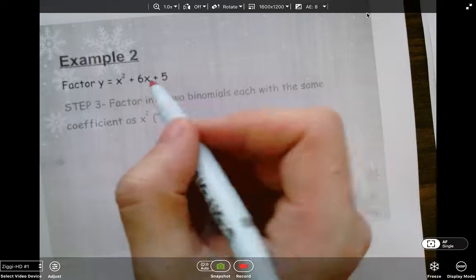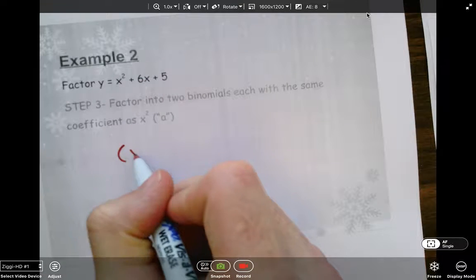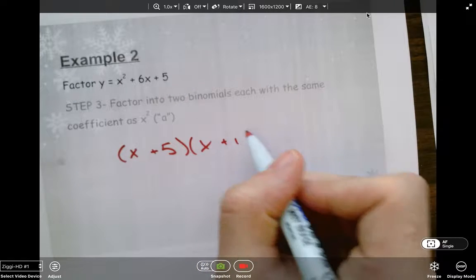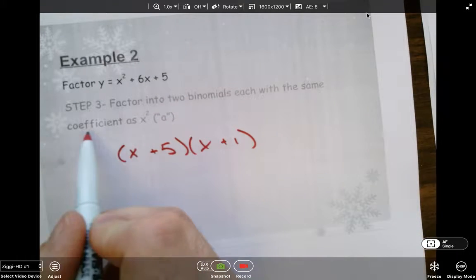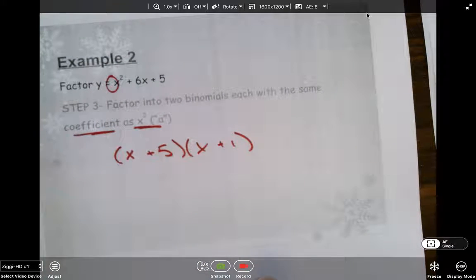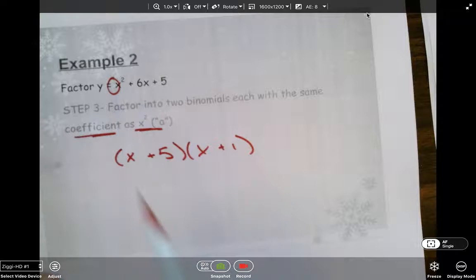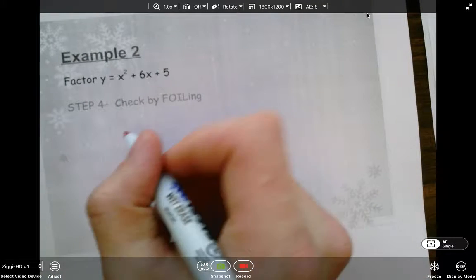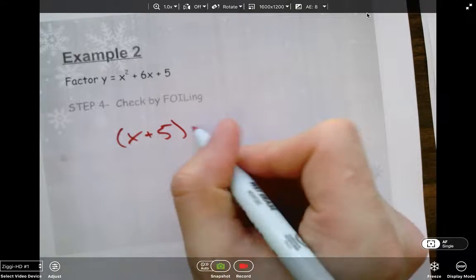So what I'm going to do is rewrite this quadratic as x plus 5 and x plus 1, because my coefficient is going to stay the same as x squared, which was 1 here. x plus 5 and x plus 1. This is the factored form of x squared plus 6x plus 5. And we could check that. We could check and make sure by using that FOIL method.